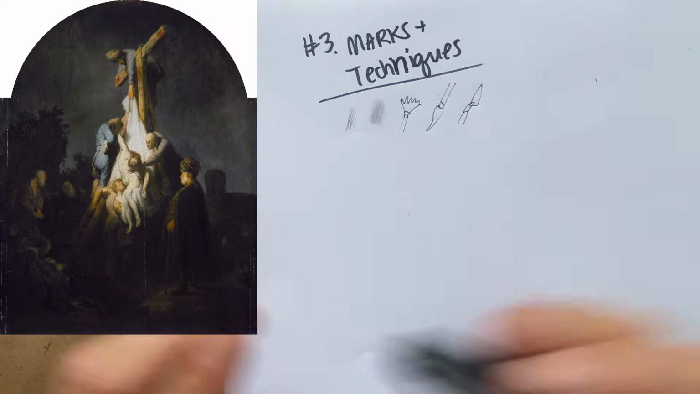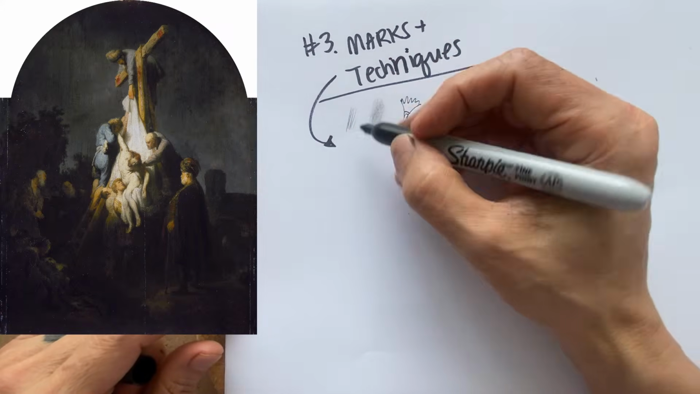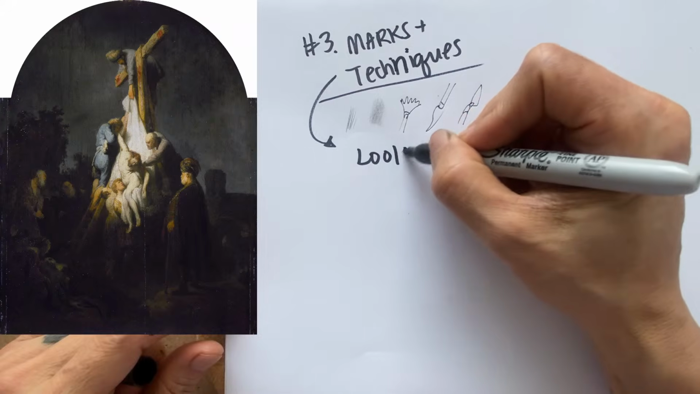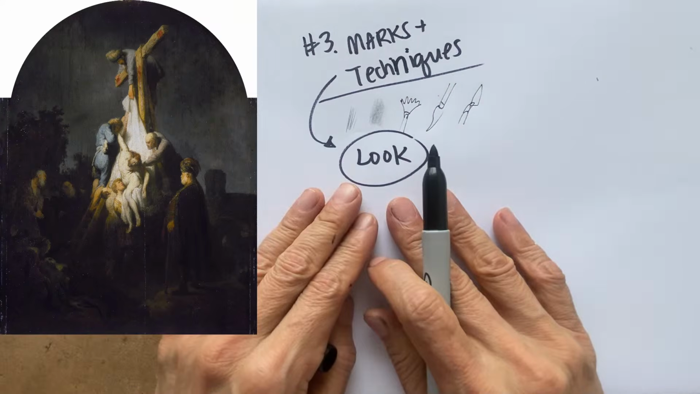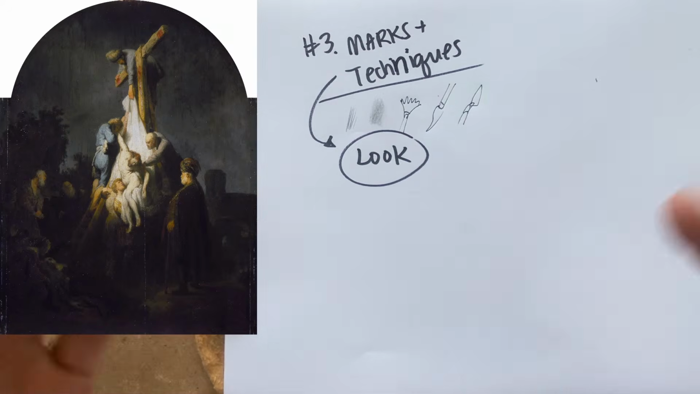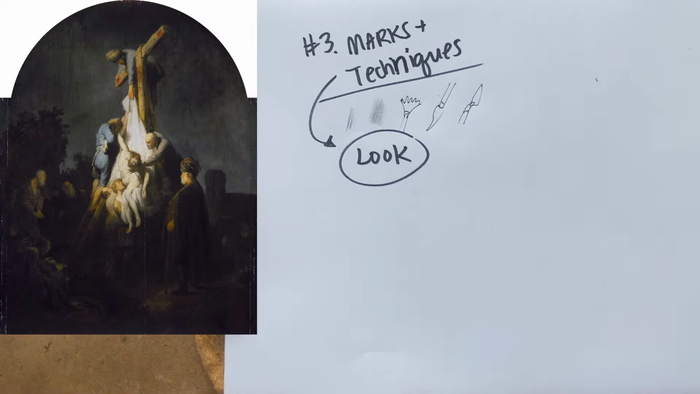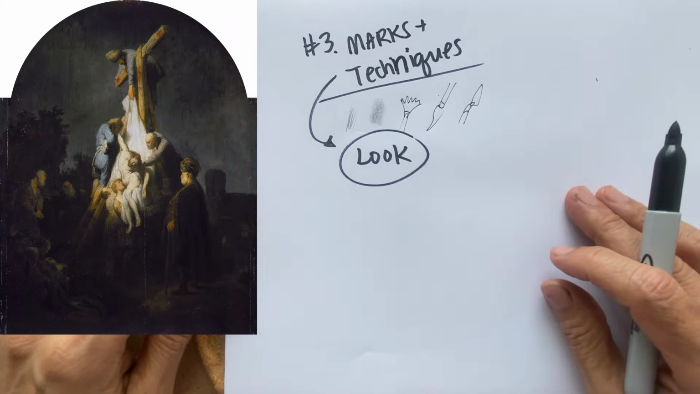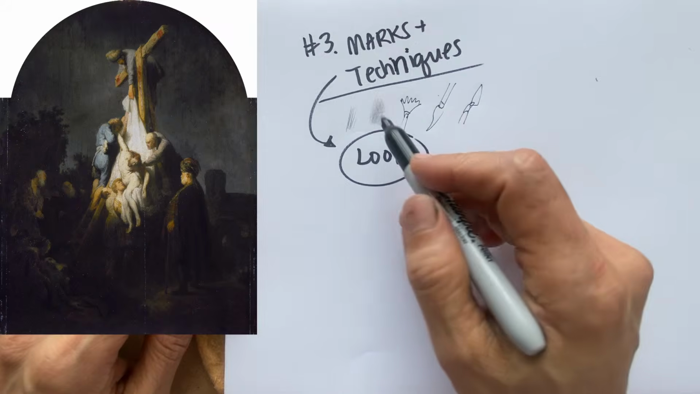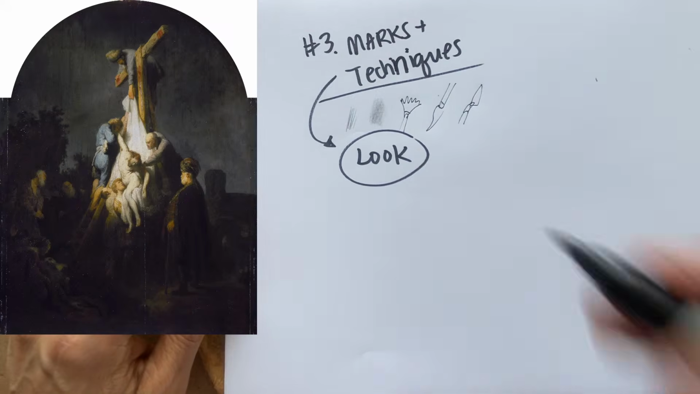And typically, marks and techniques is really about the look. You gravitate towards a work of art because it resonates with you. You're like, oh wow, that's a beautiful painting, a beautiful drawing, a beautiful Sargent, a beautiful Bouguereau. And typically you like the look, especially if you're an artist.